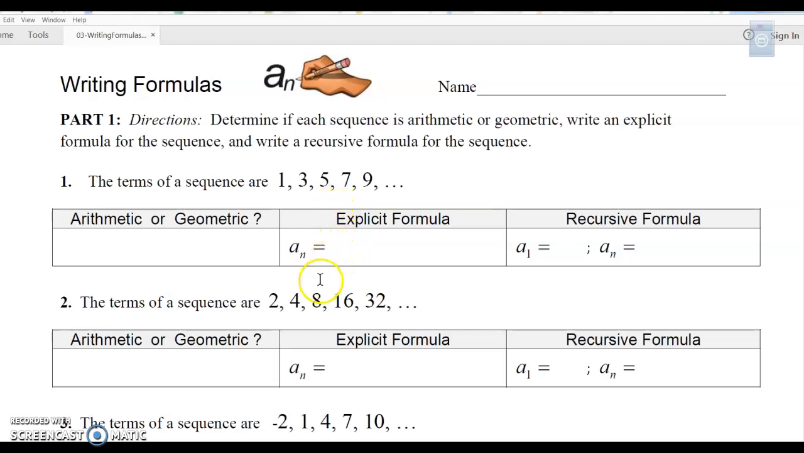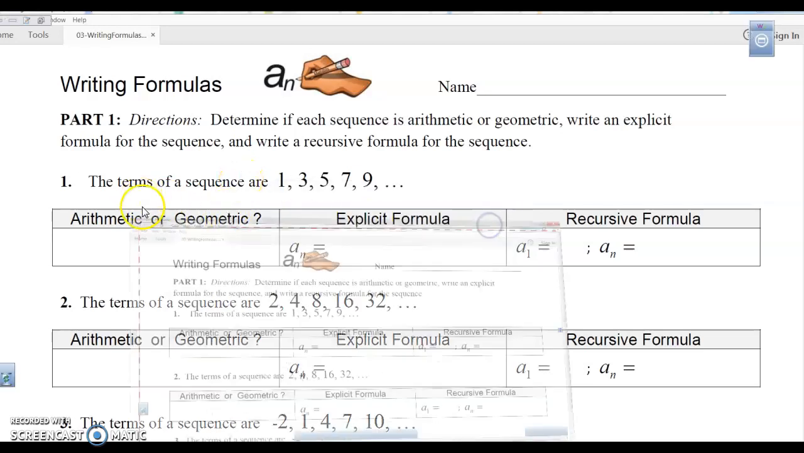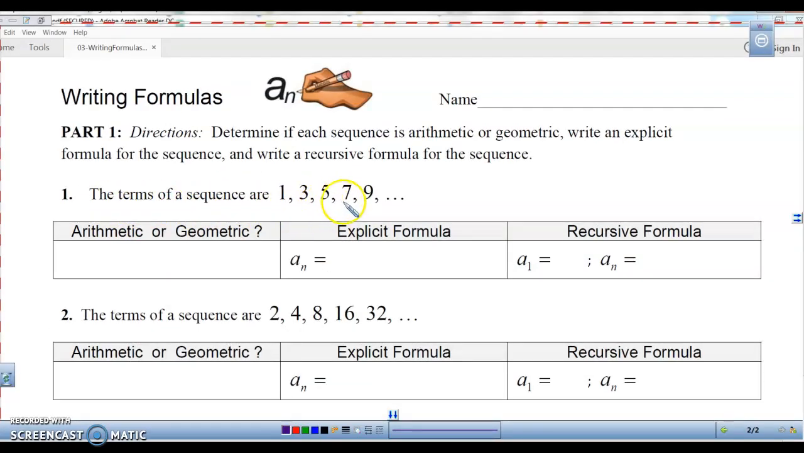multiplication. So you have to decide whether a sequence is arithmetic or geometric and be able to write both an explicit and a recursive formula for that. We're going to look at both of those. Let's look at the first one we have here. The terms of a sequence are 1, 3, 5, 7, 9. Would this be an arithmetic sequence or a geometric sequence?